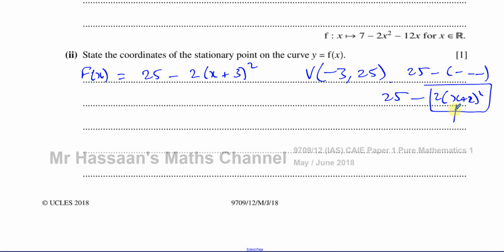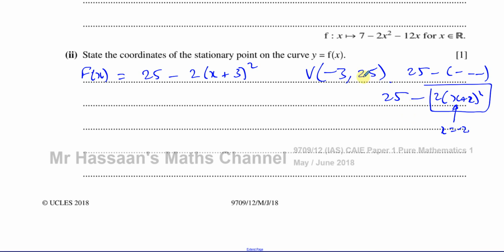What makes this thing 0? When you put x equals negative 3 instead of x. That's when this becomes 0, and you have 25 minus 0, which is the maximum this can ever be. It can't go higher than that. It's always going to be lower than that. So that's why that's the maximum value.